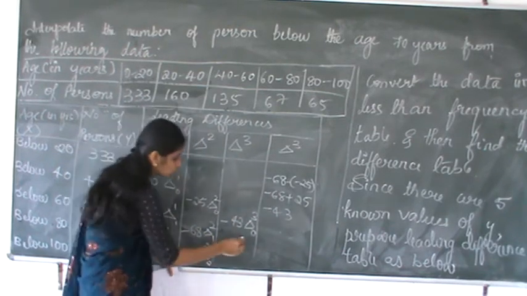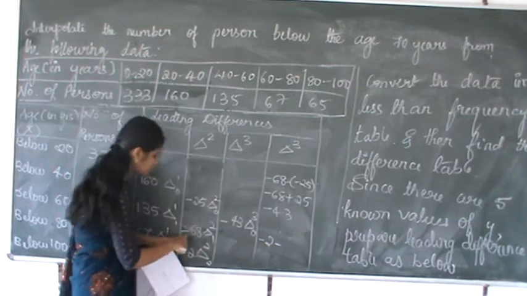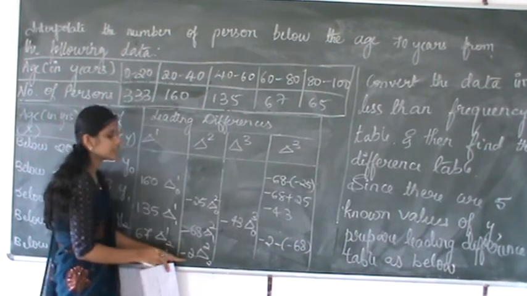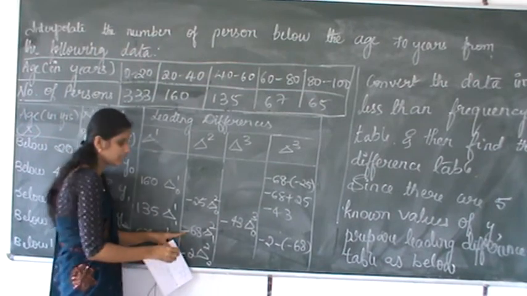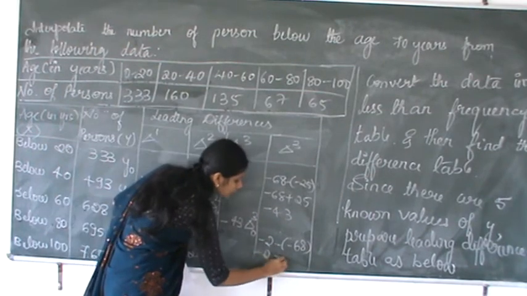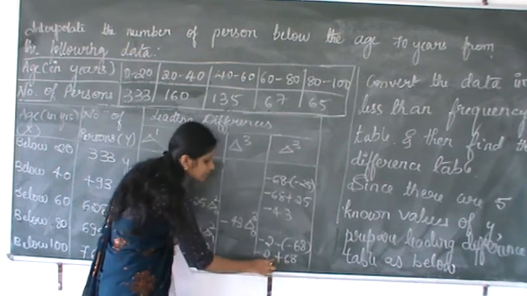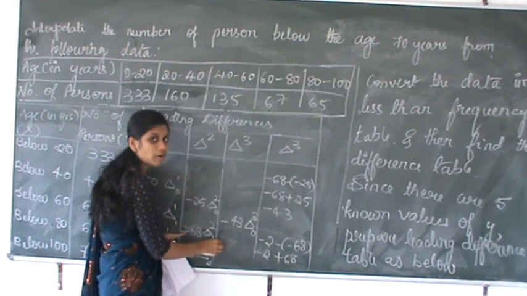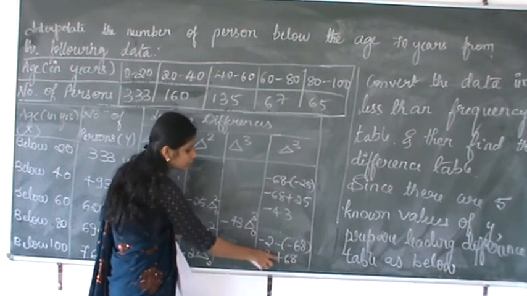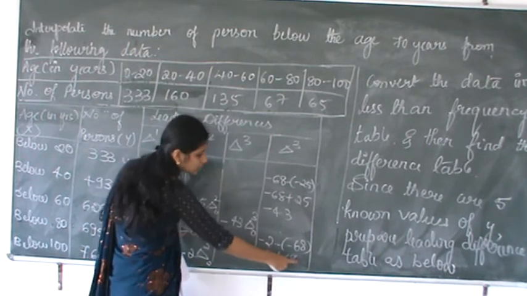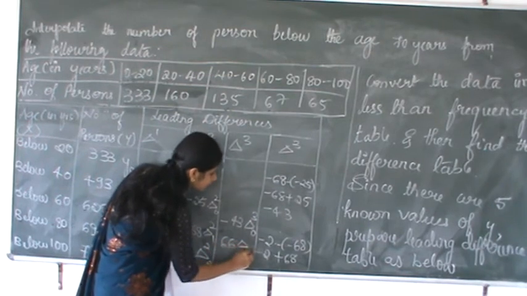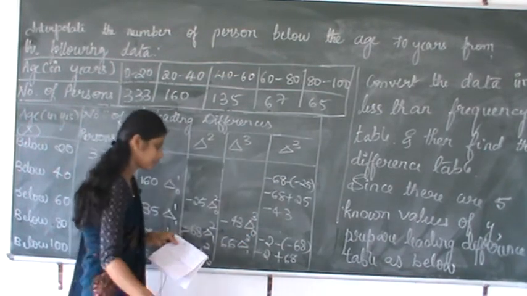Next, minus 2 minus 68. Minus 2 minus into minus will be plus 68. The greater number's sign is plus, so the value you write will be positive. Next, minus into plus is minus, so we deduct 68 minus 2. It will be 66, delta 1 raised to 3.